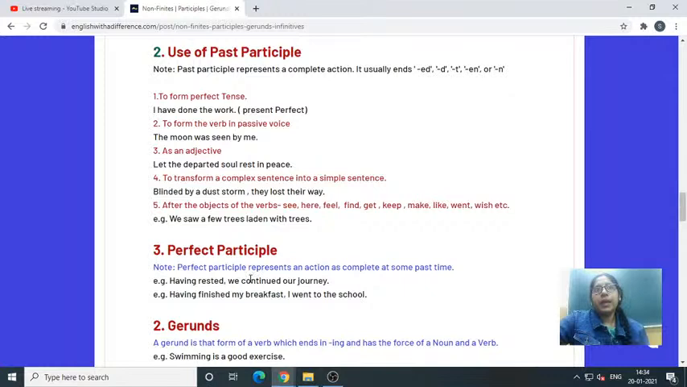Got it? Now next one, here, perfect participle. Perfect participle, how to use this one? Perfect tense में हमको क्या चाहिए? Have और has चाहिए ना. But when we are making perfect participle तो has नहीं आएगा, सिर्फ having आएगा. Have के साथ ing. जब हम लोग have के साथ ing लगा देते हैं, that will be the perfect participle form. So for example, you can see having rested. Having rested, we continued our journey. This is the use of perfect participle. Next example, you can see having finished my breakfast, I went to the school. So this is another one.